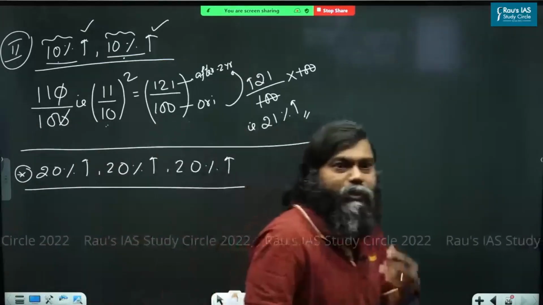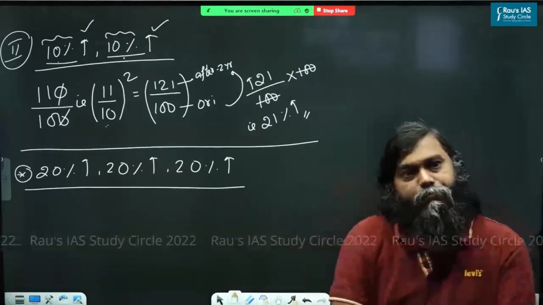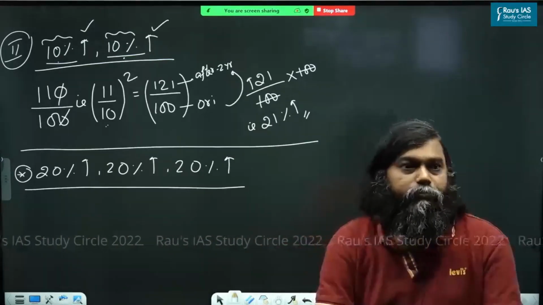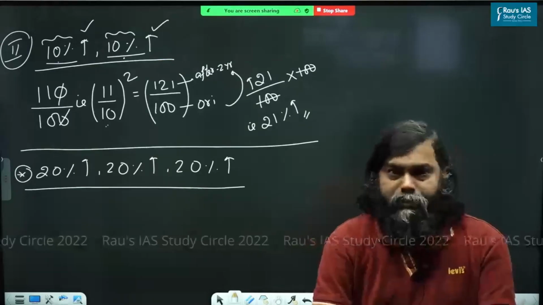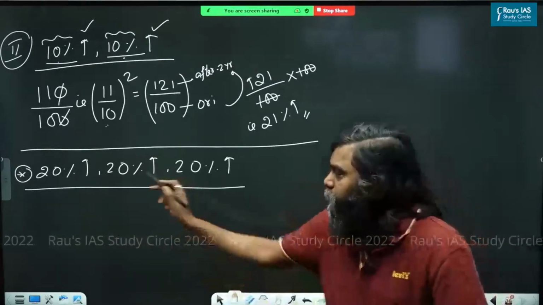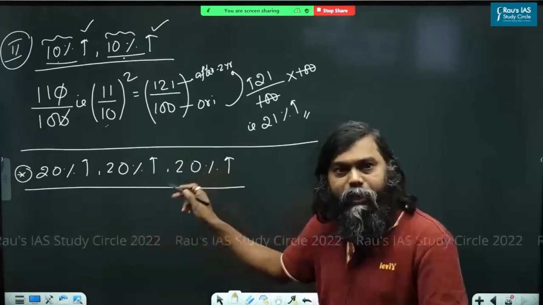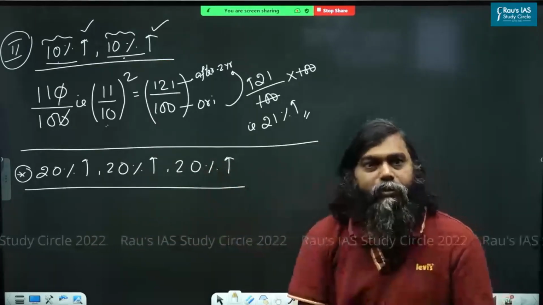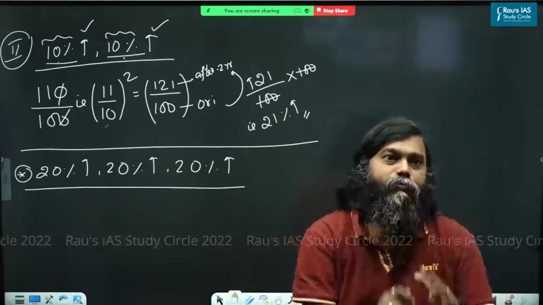Can we prepare this example by generalization? Yes, sir. Why? Numerical values are same, direction of the arrows are same. We can solve this question by generalization also.